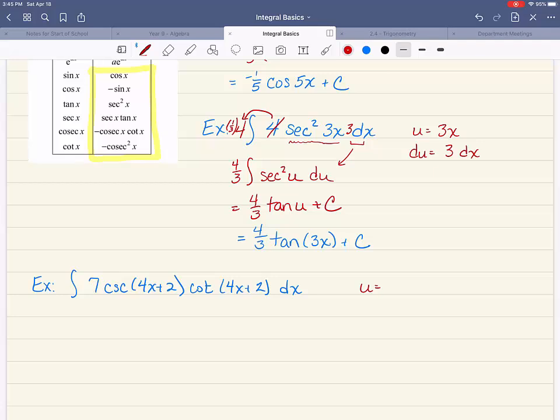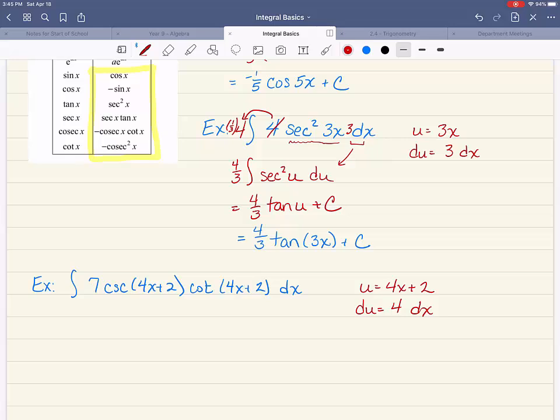The fact that the argument is the same for both is what allows us to do this problem. If they were two different arguments, this would not work at all. That would be a problem beyond what you would have to solve. So u is the argument, 4x plus 2. So that means that du is 4 dx.